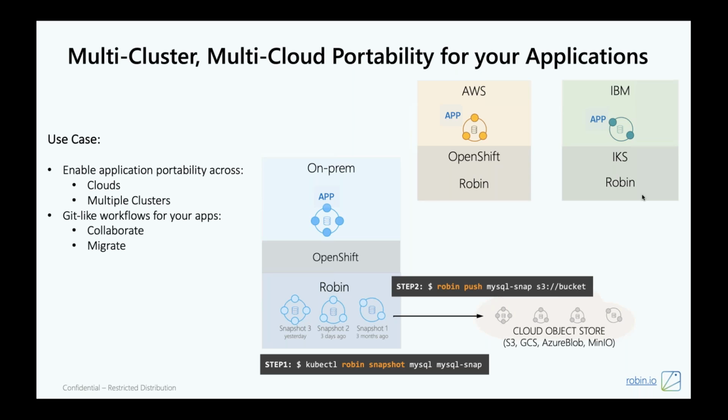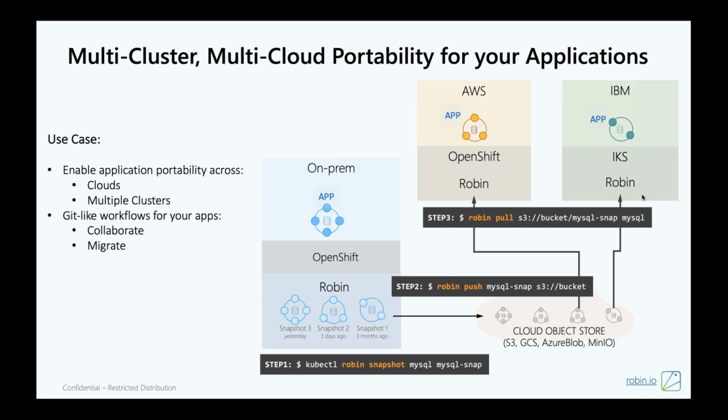And after that, if the clusters in the cloud have access to this object store, you can just say, Robin, pull this, and it will create the application exactly similar, with the data that was there, in your cloud, be it OpenShift or IKS, it doesn't matter. So essentially what we have done here is taken a backup of the application and moved it into the cloud. That way you can move the application as per your will, based on your needs.